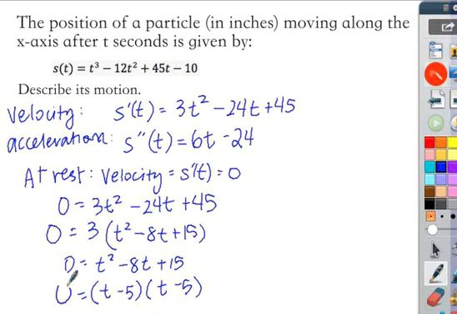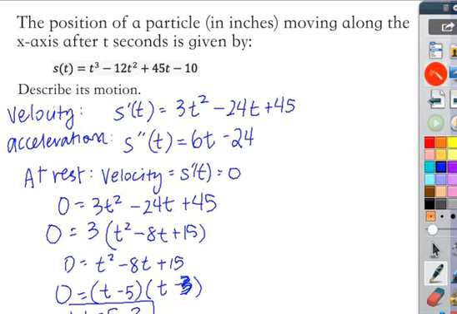This gives me two t values. t equals 5 and 3. So at 5 seconds and 3 seconds, this particle is at rest. It has a velocity of 0.